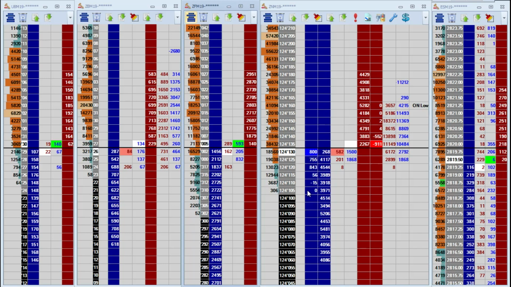Again, still watching, waiting. If we get down here to the lows, maybe we'll take a fade back up. Actually, it's not a fade at this point. It's more of a double bottom, but that's what we would be looking for. And that is about it at this point.